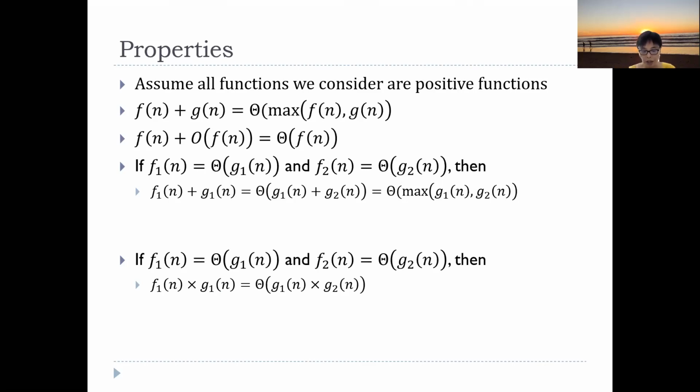Okay, another relation that we have is very similar to the addition one, we also have the multiplication version. So if f1 of n is in the big theta of g1 of n and f2 of n is in the big theta of g2 of n, then the multiplication of them is the same as theta of the product of these two. So what does this mean?